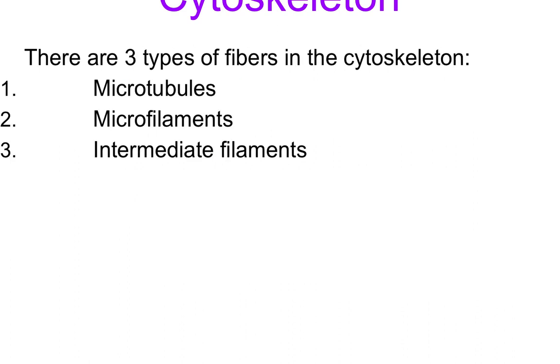There's three main types of fibers in the cytoskeleton. They're microtubules, microfilaments, and then intermediate filaments. And even though they look similar in illustrations, they do have different functions.